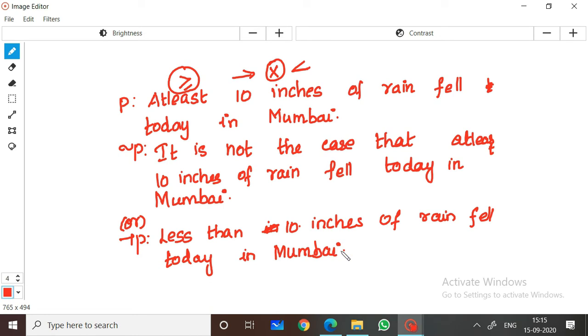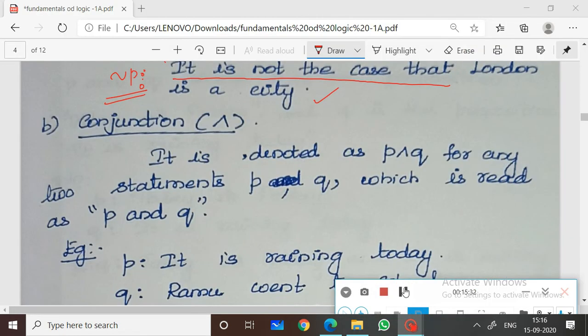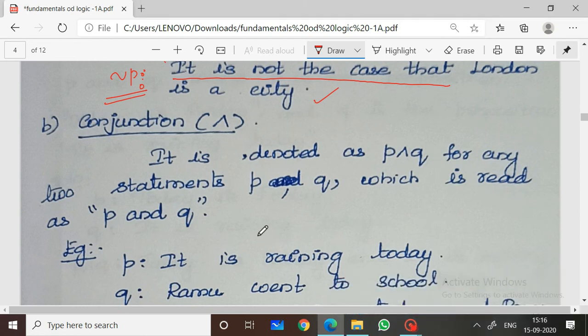So, I have given you 3 examples to understand the negation of a statement. Now let us move on to the next one. Another topic is conjunction. Conjunction is denoted by this notation, the reverse V shape.